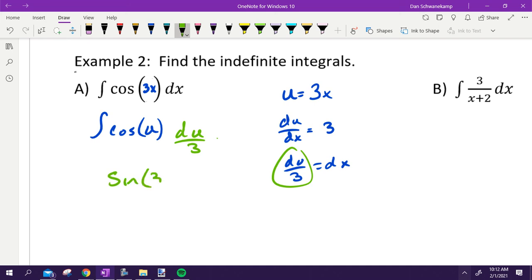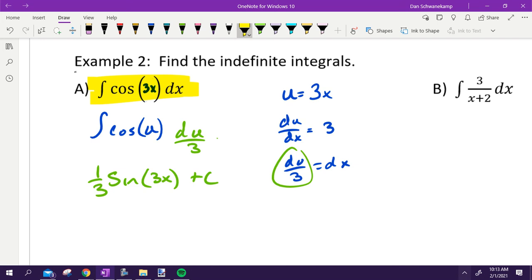Sine. We could rewrite the baby, but what else would I need to include here? What else would be included in my answer? This 1/3 and the plus c. All right, so mental U-sub tells me this.